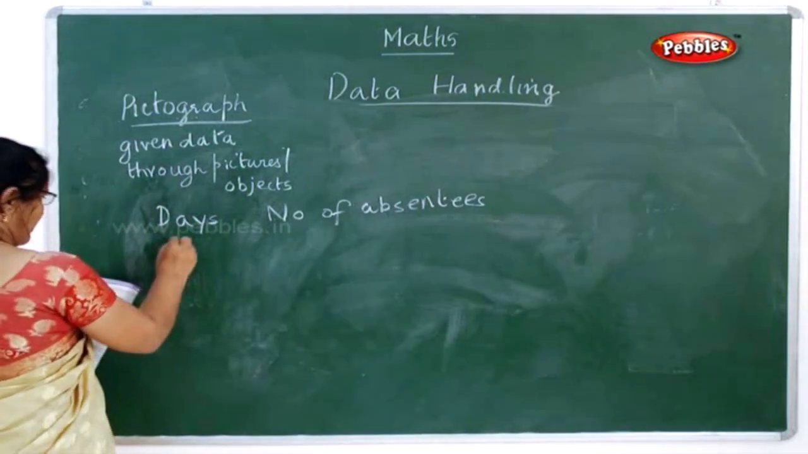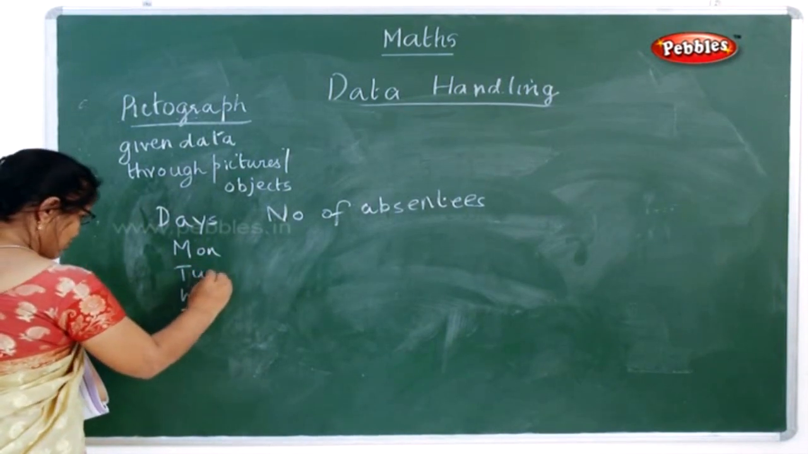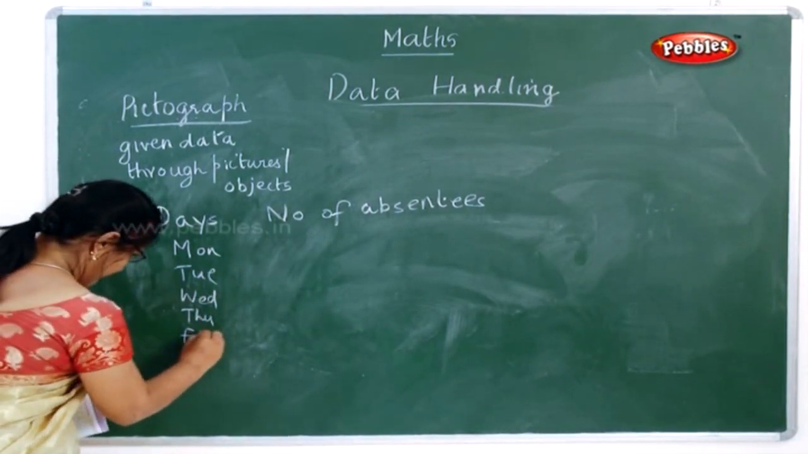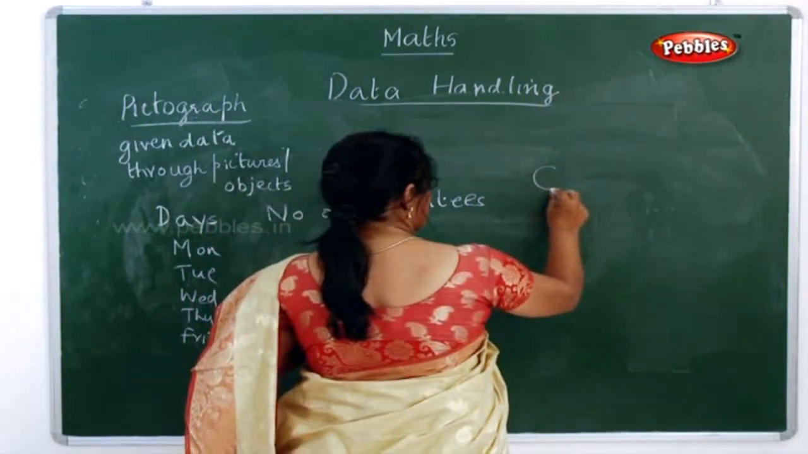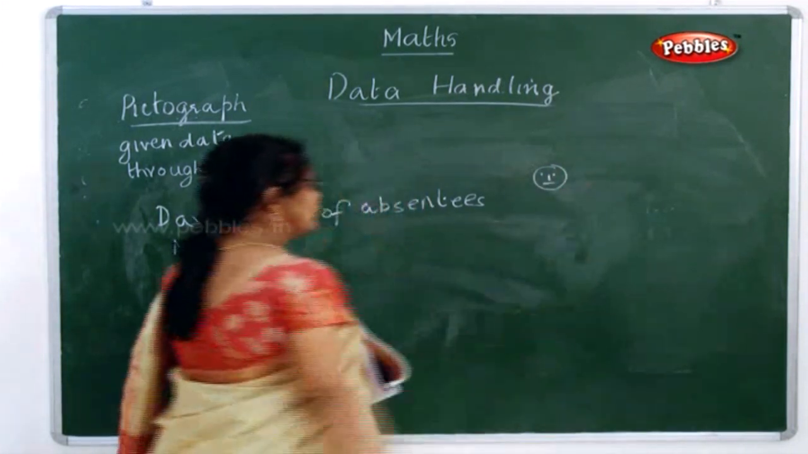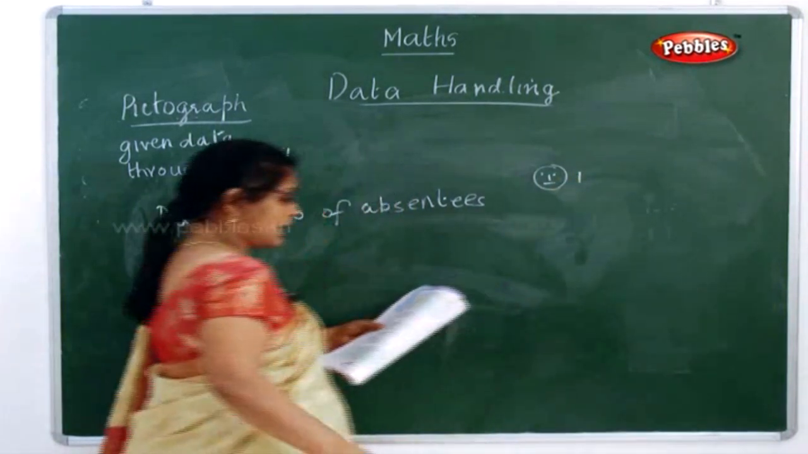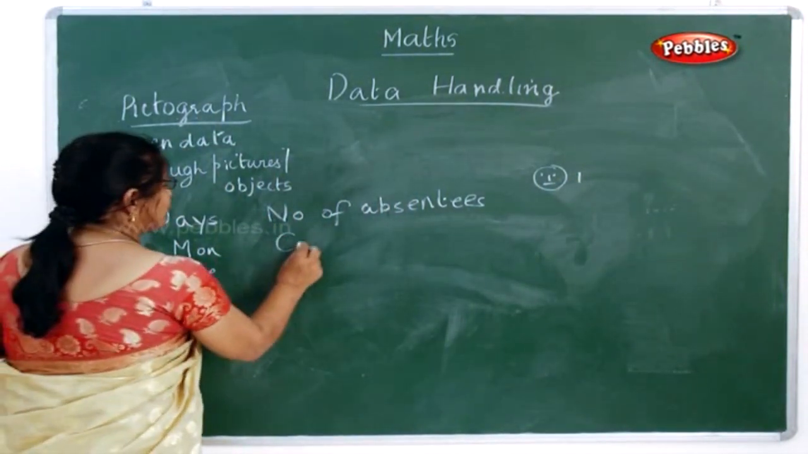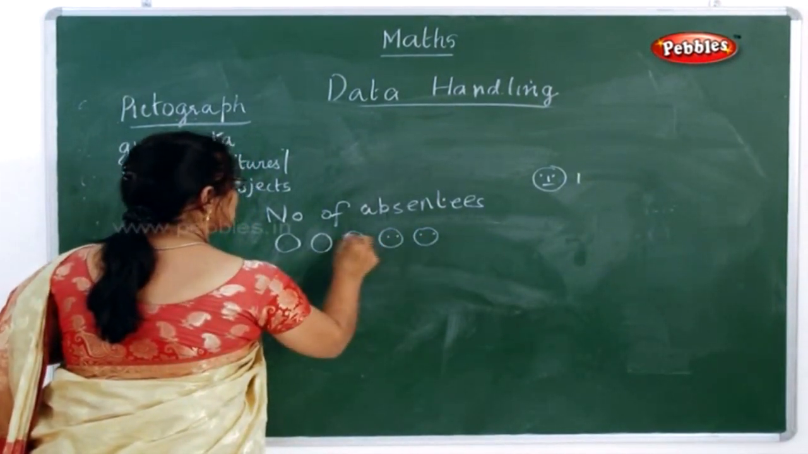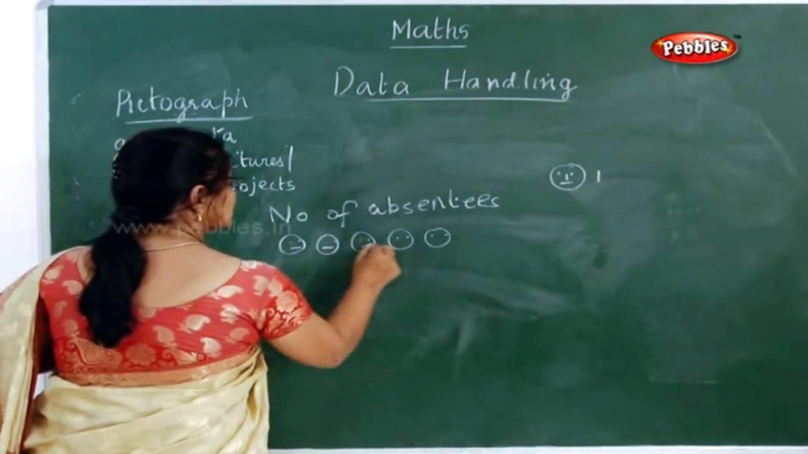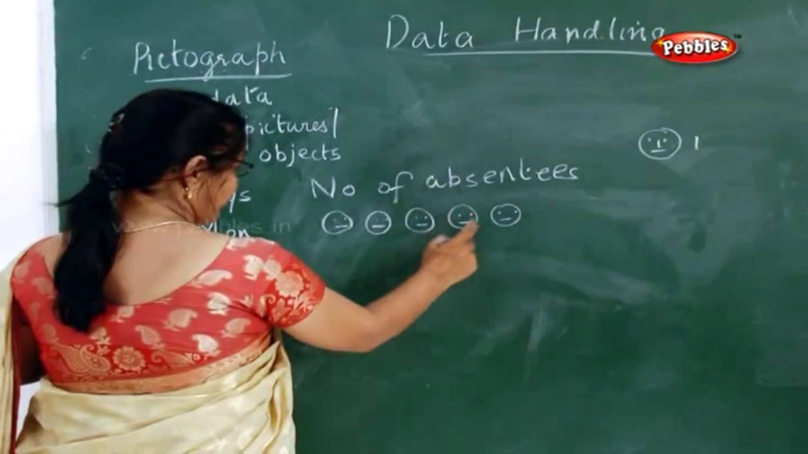Okay, tabular column. Now Monday, Tuesday, Wednesday, Thursday and Friday. Now Monday, see this picture, it means 1 absentee. This picture represents 1 absentee. So on Monday, how many were there? You just see. How many were there? 1, 2, 3, 4 and 5.